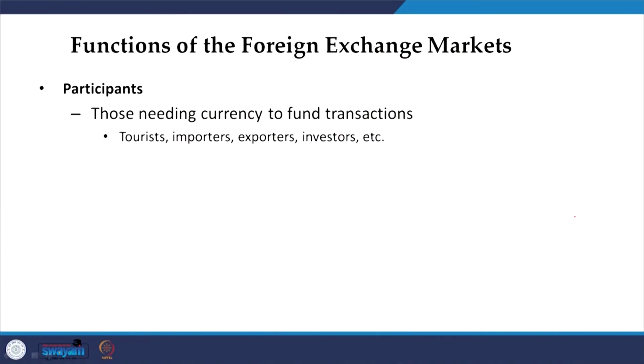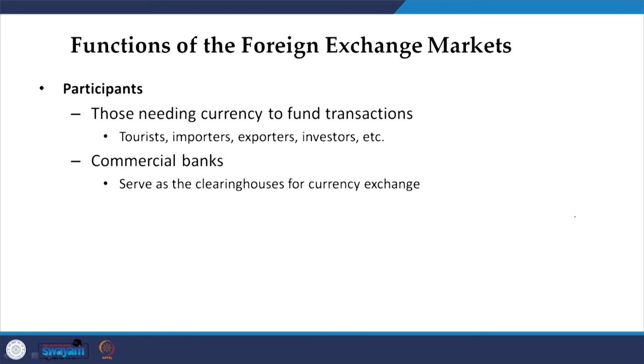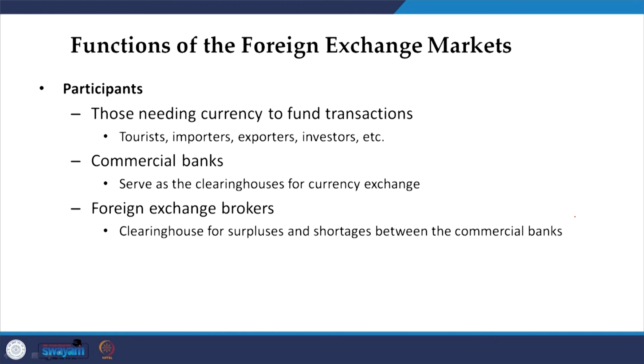Who are the participants then? Participants are usually the functionaries like tourists, importers, exporters, investors who require currency for their transactions. Participants may be commercial banks, who are also defined as the clearing houses for foreign exchange, and foreign exchange brokers, also like arbitrageurs. They are the clearing house for surpluses and shortages between commercial banks. Then the central bank is also another party among the participants. Central banks are the buyers or sellers of last resort in the foreign exchange market.